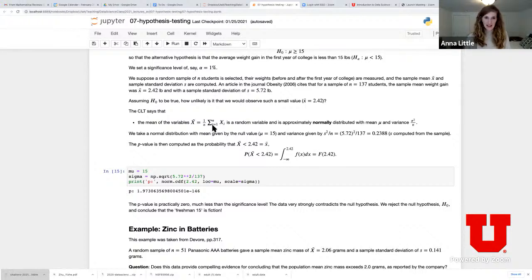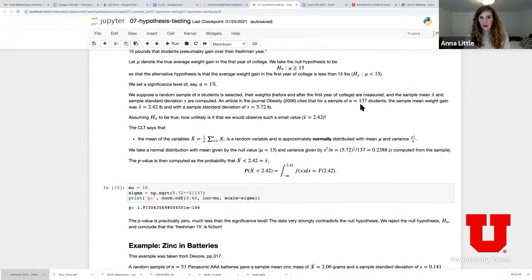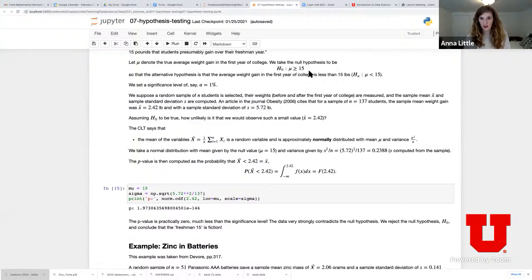Okay, so the CLT says that the sample mean has an approximately normal distribution with a mean of mu and a variance of sigma squared over n. So, what's mu? The mu that you want to use is always the mu value that appears in your hypotheses. If we go back and look at our hypotheses, we see that the null hypothesis is that mu is greater than or equal to 15. So we want to take mu to be 15. And so that's where we get mu of 15.